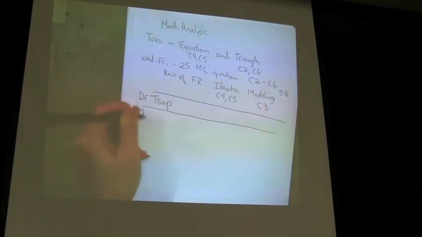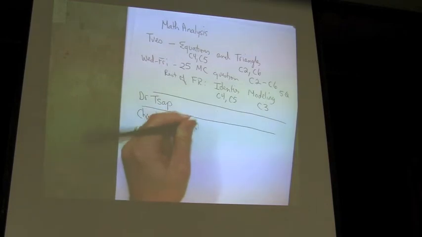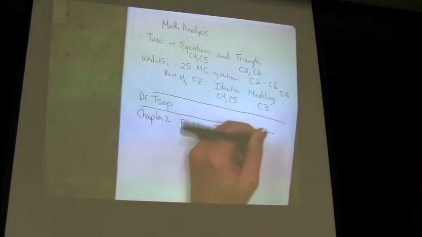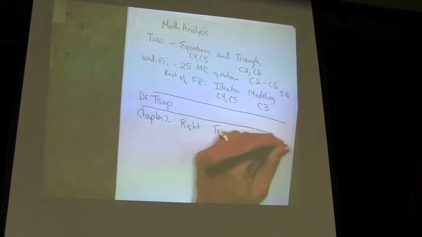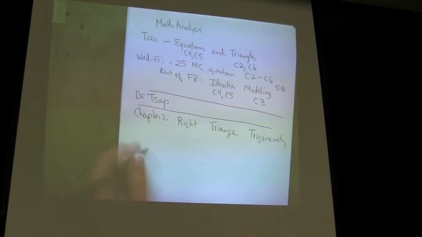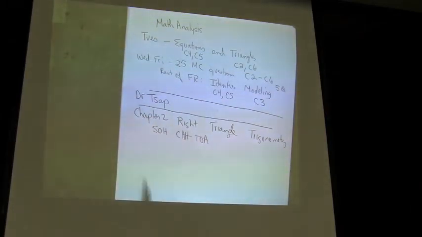Okay, so chapter 2. Chapter 2 is basically your right triangle trigonometry. It's when you learn how to find all missing information about a right triangle by using SOHCAHTOA. Hopefully you know what this means.